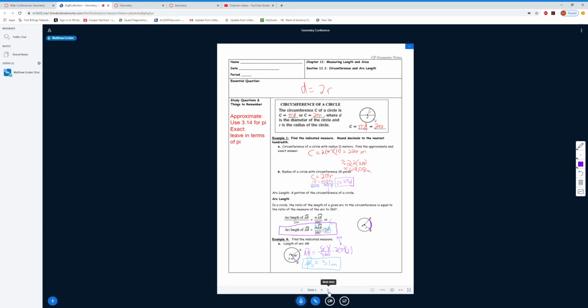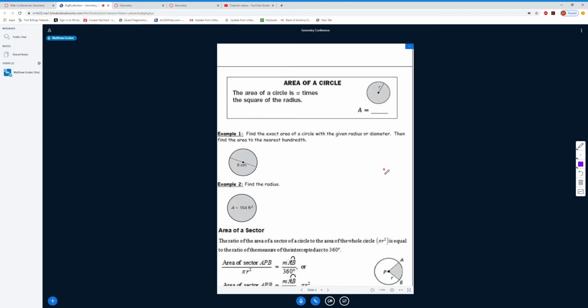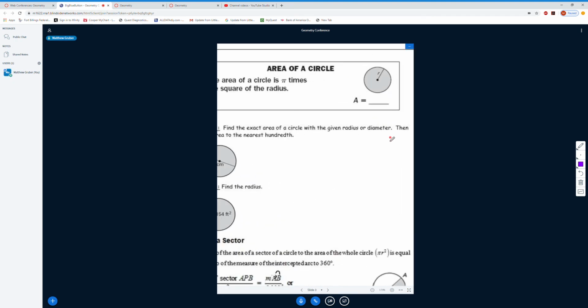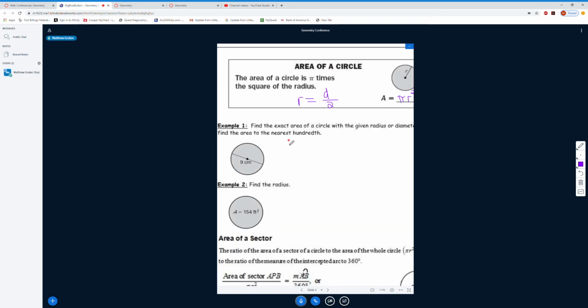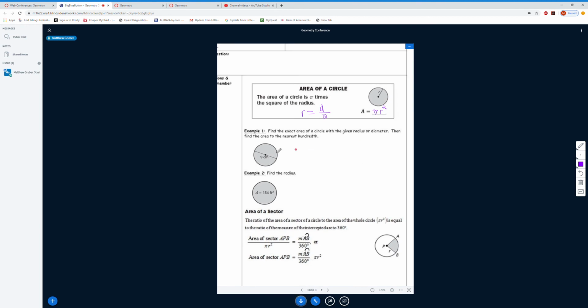Now moving on to 11.2, this is the area of the circle. This is pi r squared. This uses the radius. It does not use the diameter. So if you're given a diameter, you need to remember the relationship. The radius is half the diameter. Okay? Find the exact area, then give it to the nearest hundredth. Okay, so that means we're going to leave it in terms of pi and round.